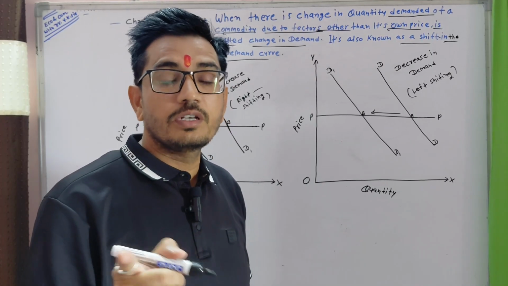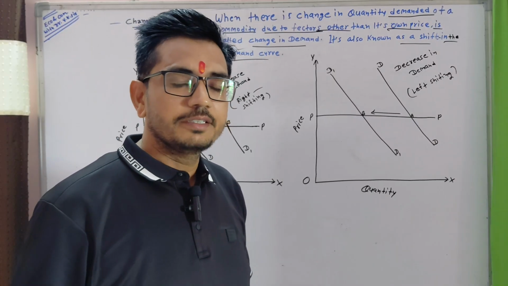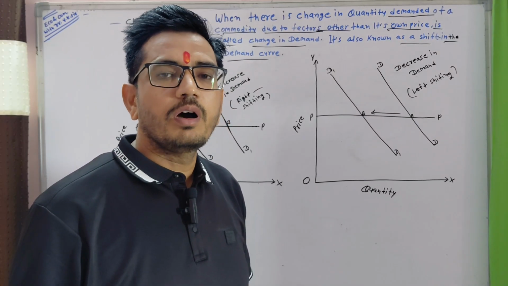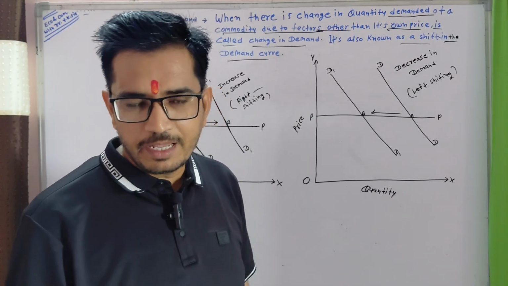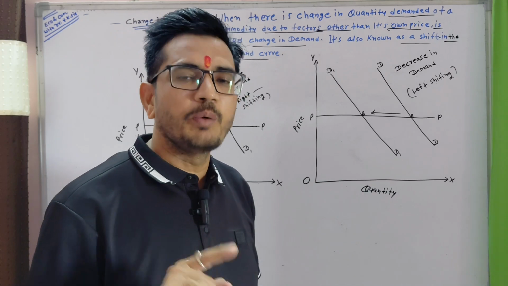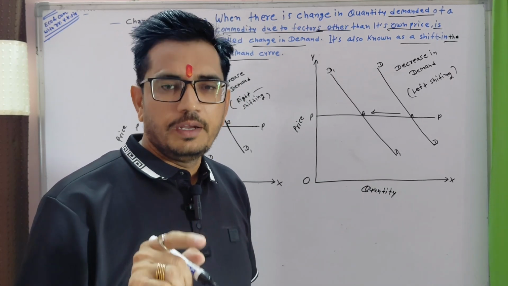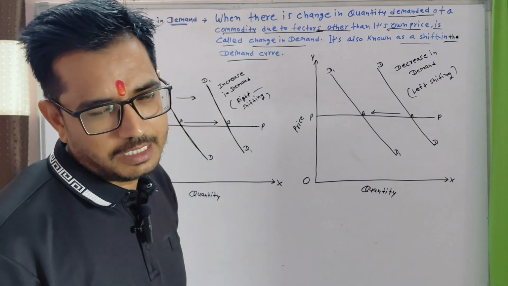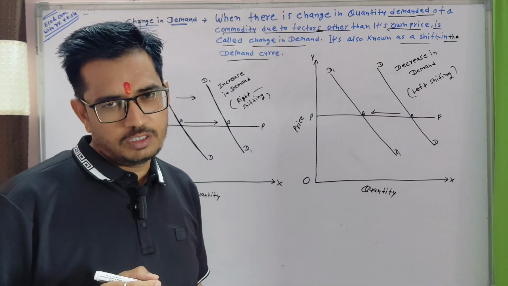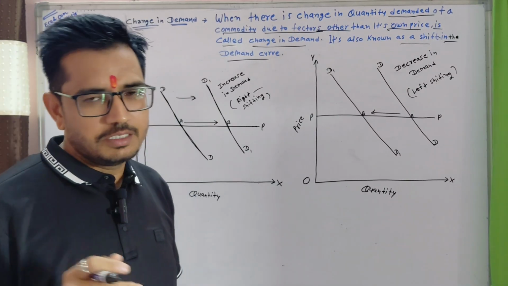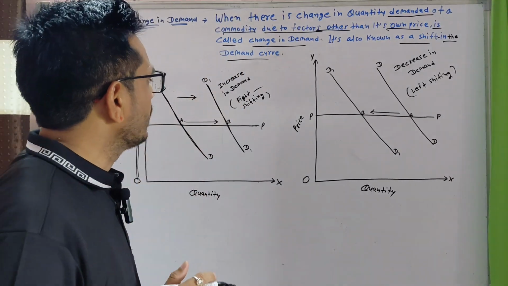There is no change in its own price, there is a change in other factors like prices of related goods, consumer income, consumer taste and preference, future expectation of price, and number of population, and distribution of income, and many changes are going on. So we can say there is a change in demand, an increase in demand.